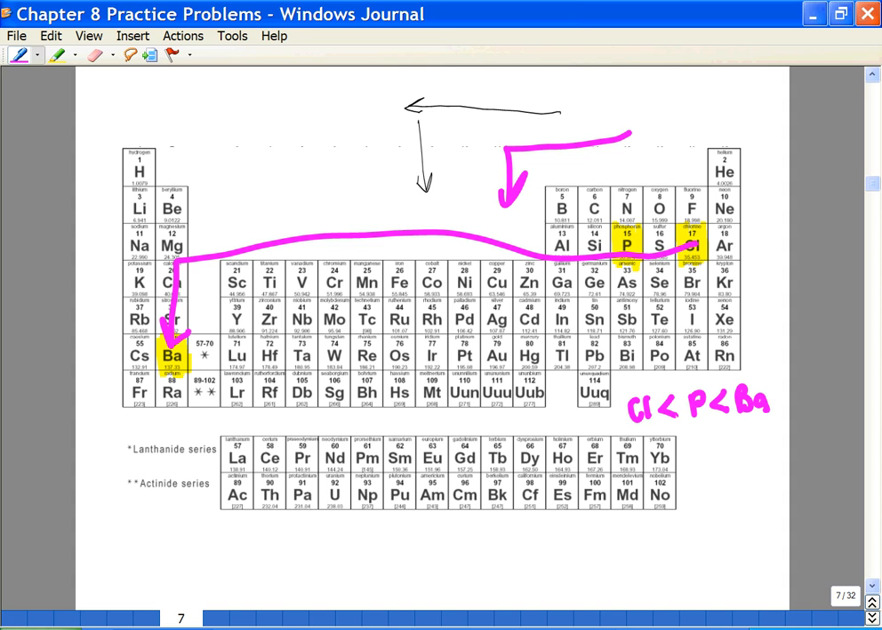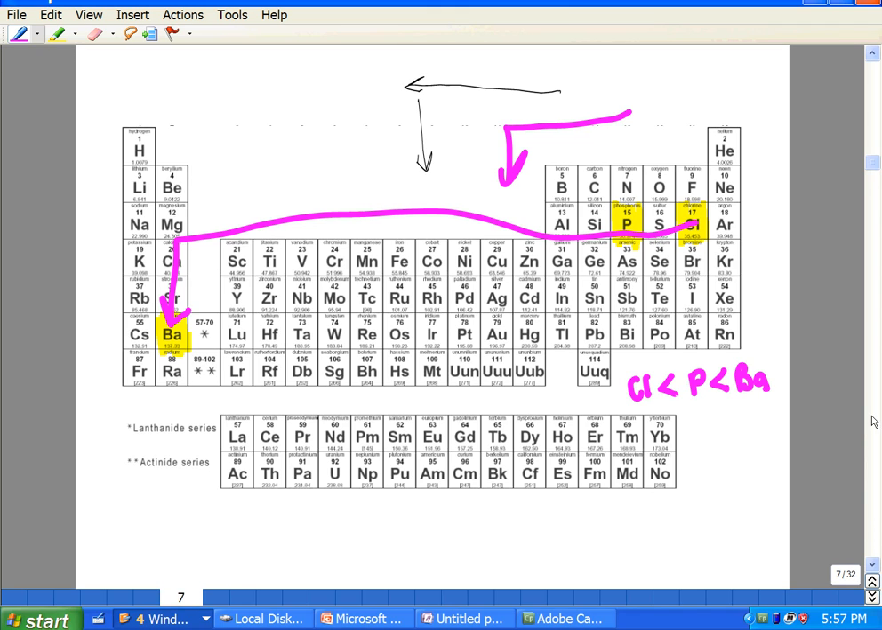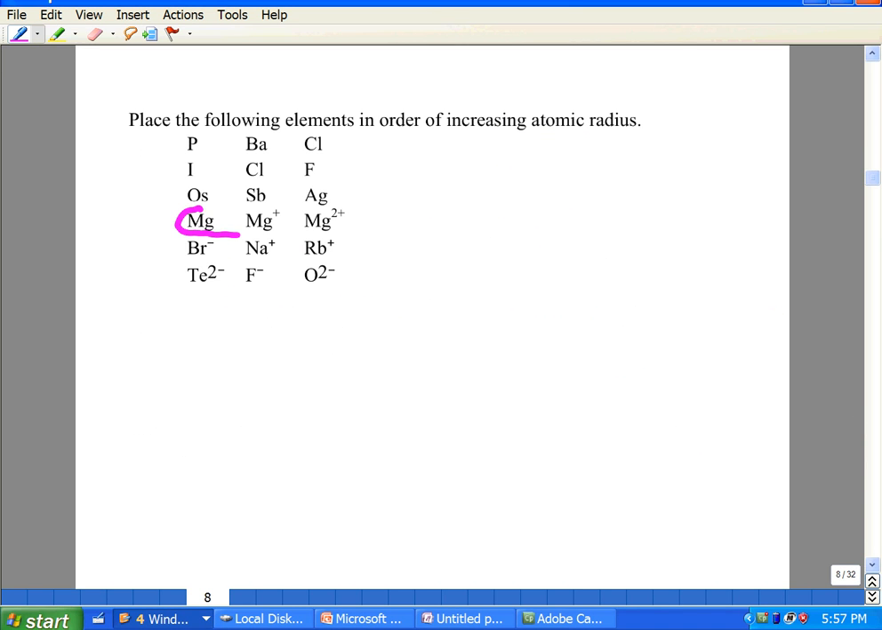So we do that for all of these. One interesting one to note is the magnesium plus ion, and the magnesium 2 plus ion. Well, we don't need to look at the periodic table for that one because we know that anytime you remove electron density and form a cation, the cation gets smaller with each removal of each electron.